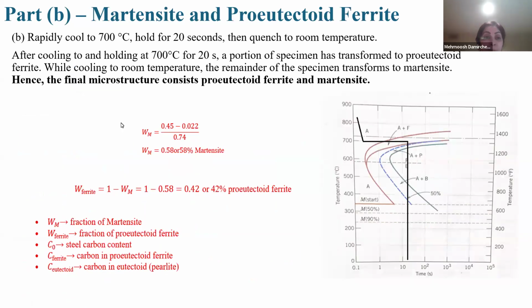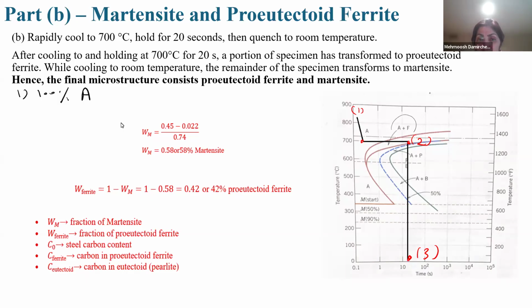Okay, part B. Rapidly cool to 700, hold for 20 seconds. So it is 1, it is 2, and then quench to room temperature. Okay, I changed the color. At 1, we have 100% austenite. At 2, look at here.